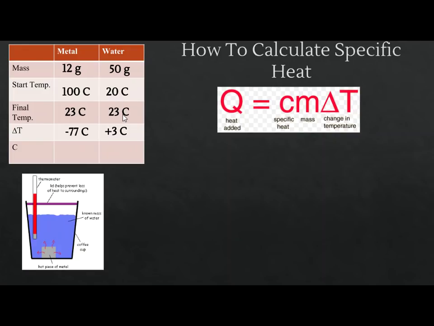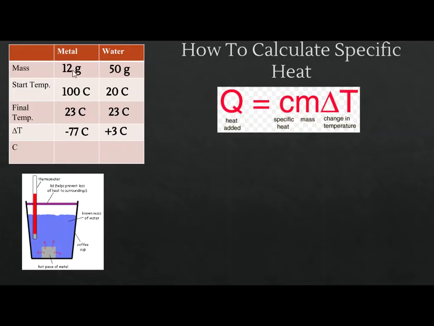It went from 20 degrees up to 23 degrees, so only a 3-degree change. If you are predicting which one has a higher specific heat, this is the giveaway right here. But let's actually keep going with the calculation so that we can see it.